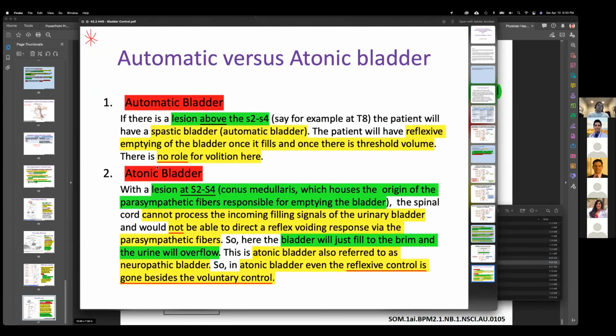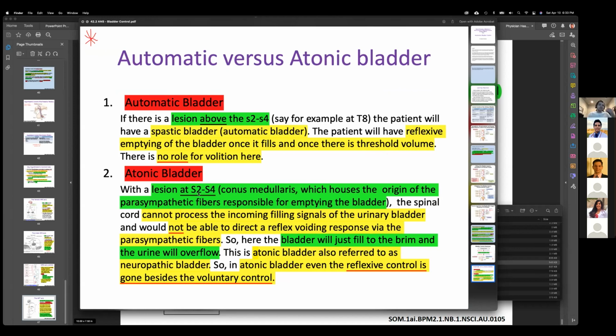Start on this one: automatic bladder versus atonic bladder. Automatic bladder means there's a lesion above S2 to S4. So you have a lesion above this, and you're not able to control it. You keep voiding, you're not able to hold on to your urine. You're automatically, you keep voiding. And atonic bladder means you're not able to void. Because it's atonic, it won't contract.